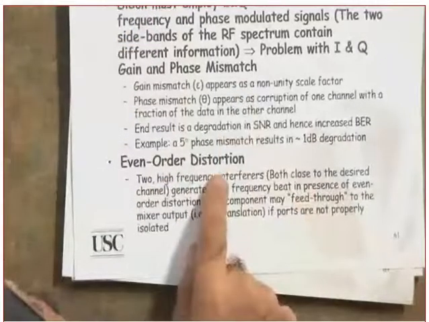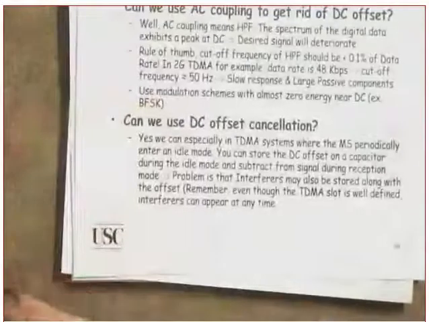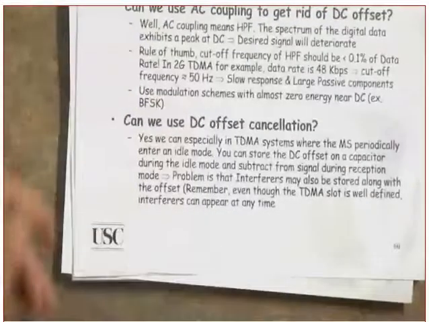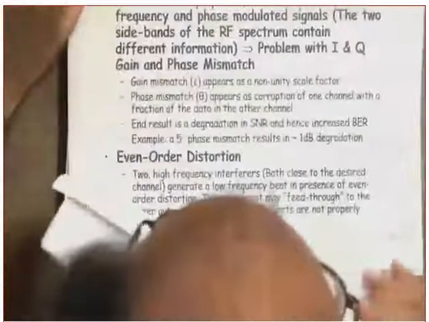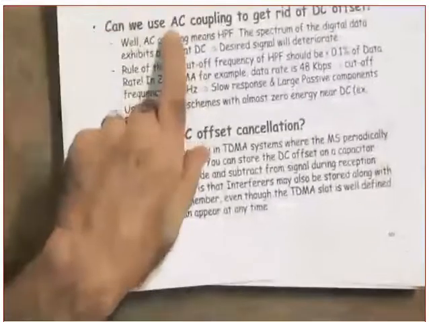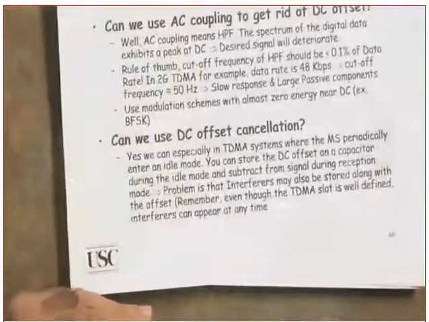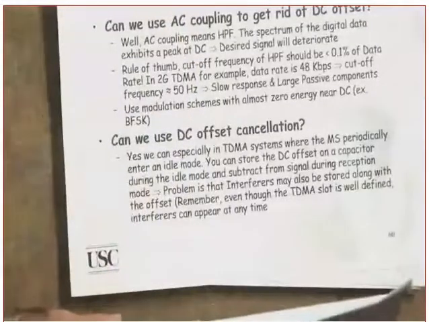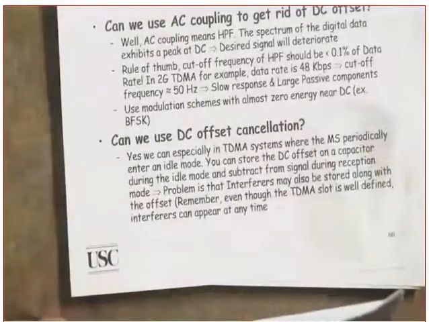Even distortion, I already explained it to you. Yes? Now, let me ask you a question here. Can we get rid of the DC offset? Can we get rid of this guy, this DC offset? Now, if I use AC coupling, what does AC coupling mean? I put a capacitor in series.